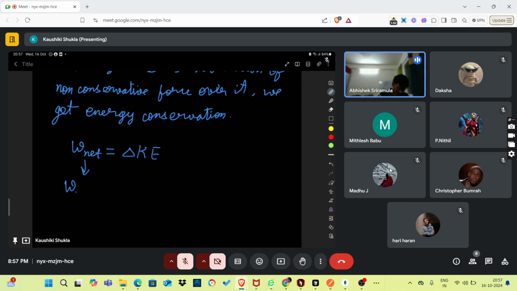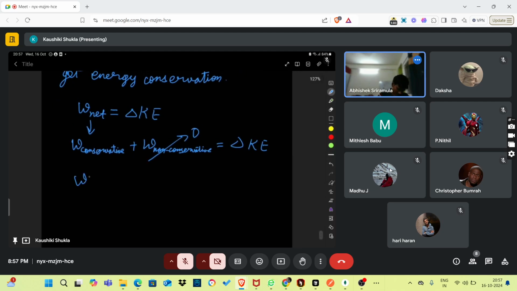Okay, so work done by conservative force plus work done by non-conservative force is equal to the change in kinetic energy. This is the work energy theorem. So if all the non-conservative forces acting on the system are zero, then all the work done by conservative forces is equal to the change in kinetic energy, right?